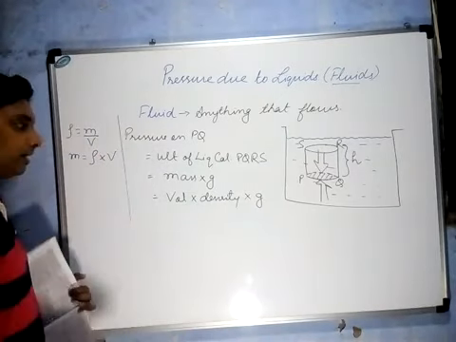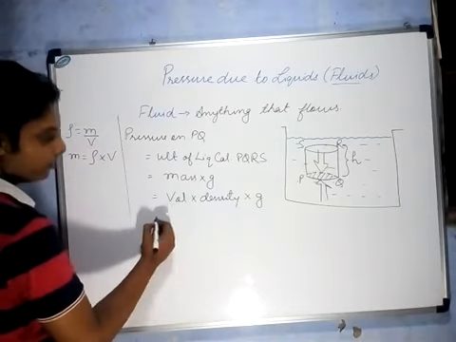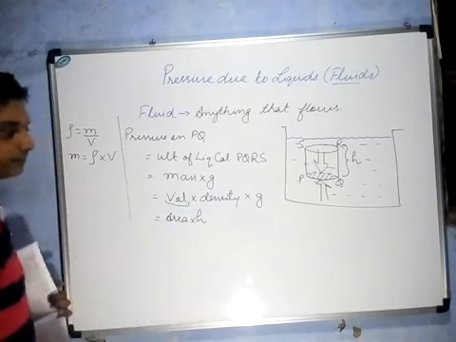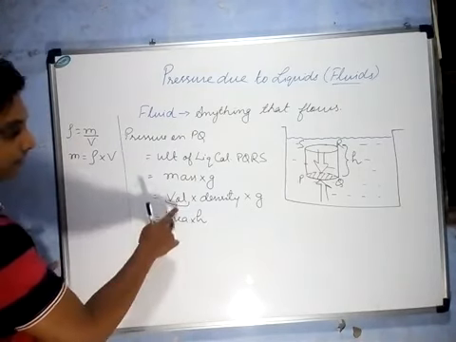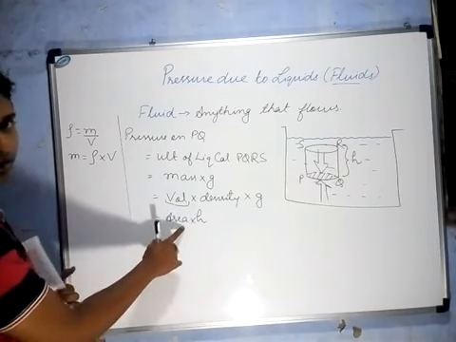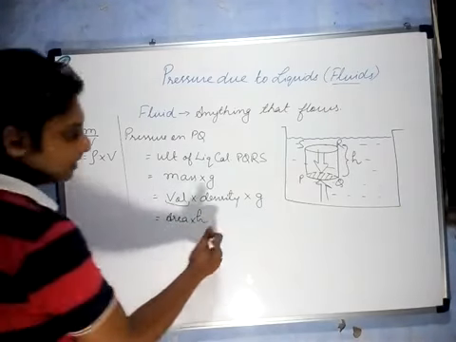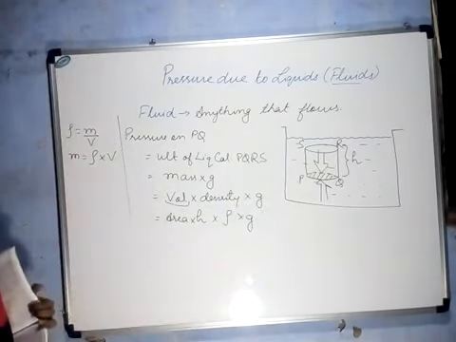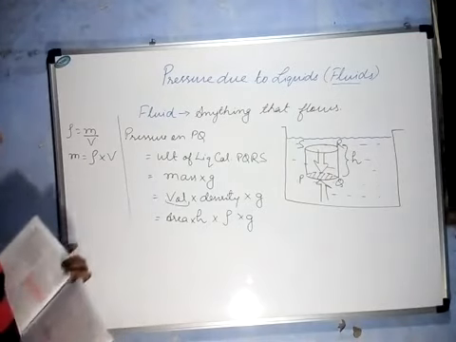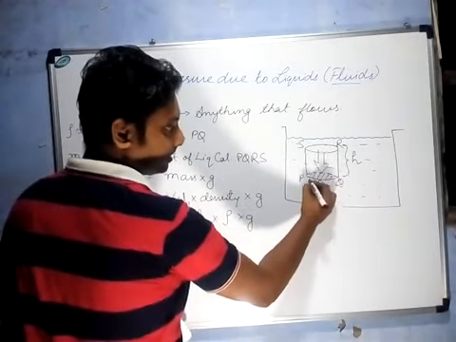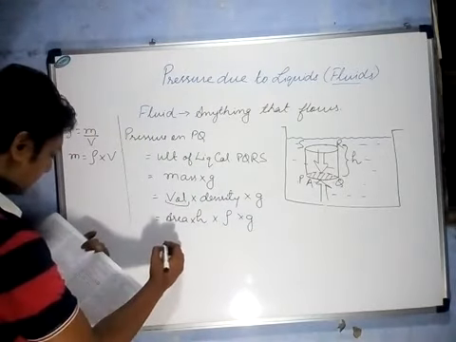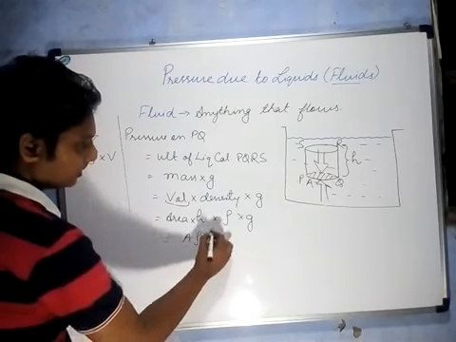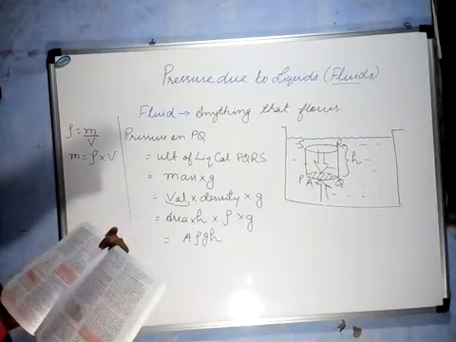Now in place of this volume, can I write area into height? Same thing, because volume means length into breadth into height. So length into breadth is area. So length into breadth into height into density, I am writing rho for it, and into G. So if we assume that the area of this surface is A, we can write over here A rho G H.